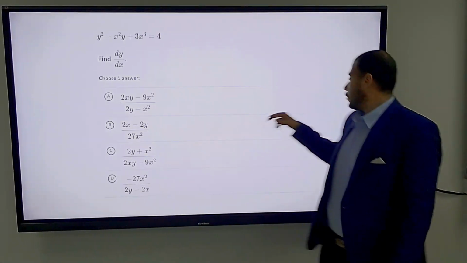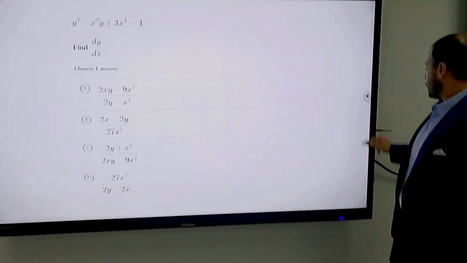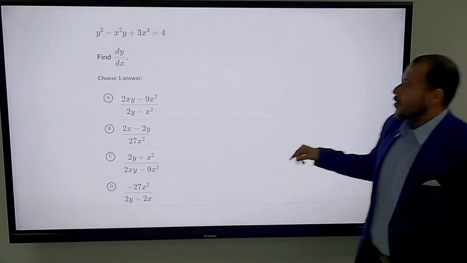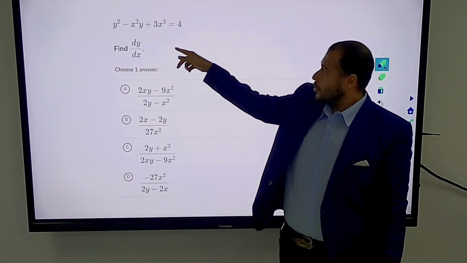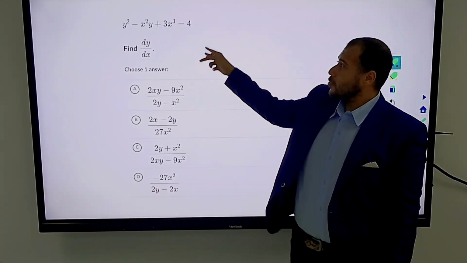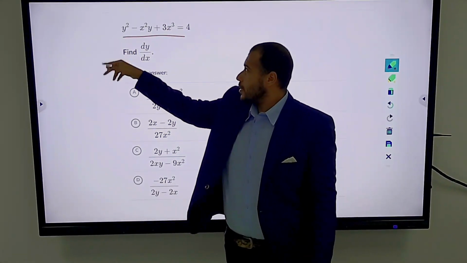Let's start with the first one. y squared minus x squared y plus 3x cubed equals 4. Okay, at first let's get the derivative of this one.